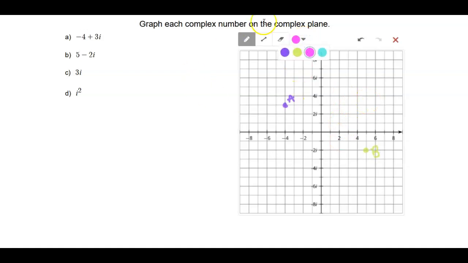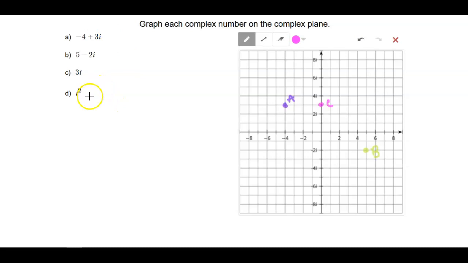For C, we have 3i. And this can be written as 0 plus 3i. Remember, every number can be written as a complex number, so real numbers and imaginary numbers. If there's no real part, we put the real part as 0. So we're going to 0 on the real axis, and we're going to go up to 3i on the imaginary axis, which would be about right here, and that is our location for point C.